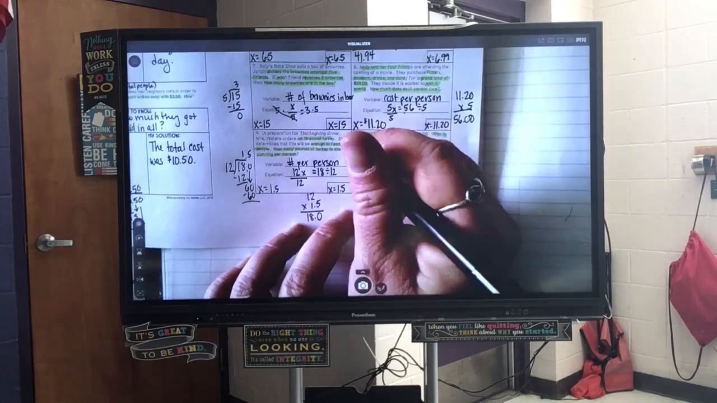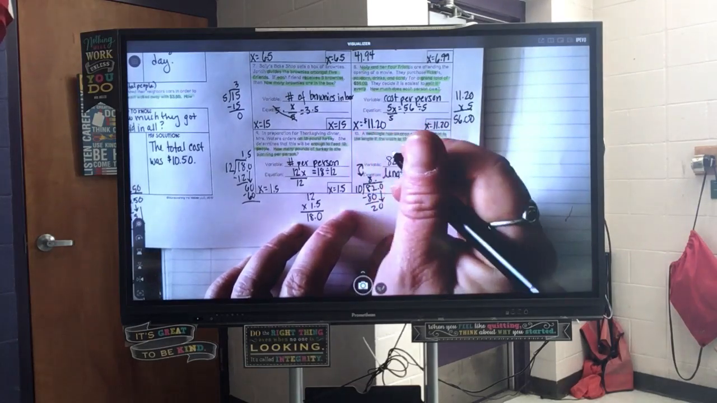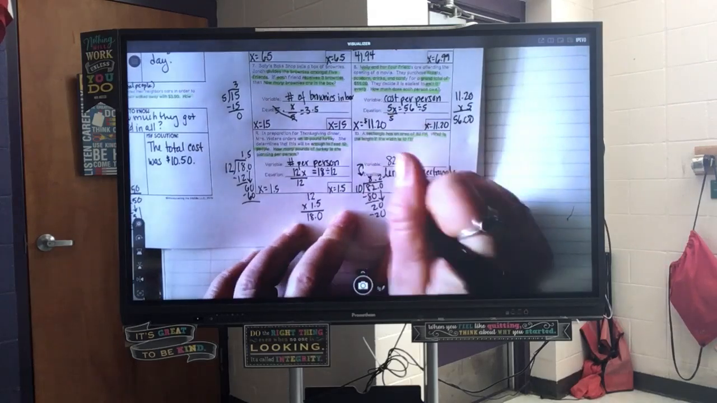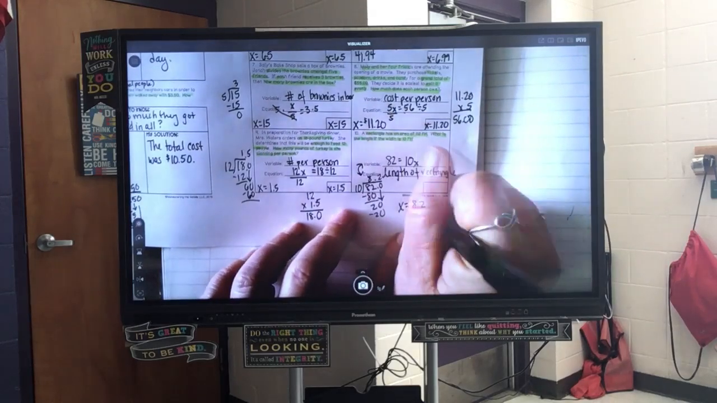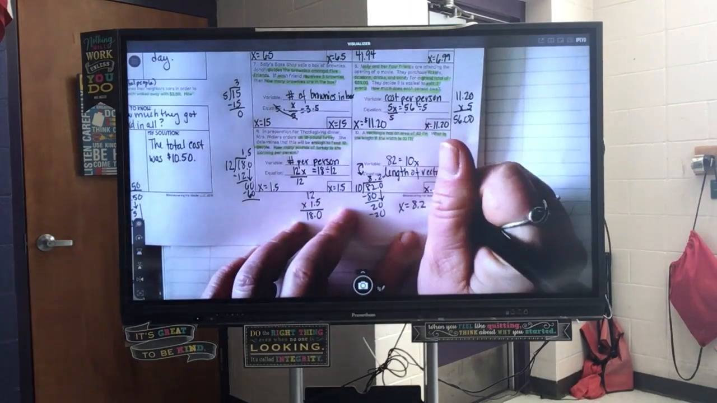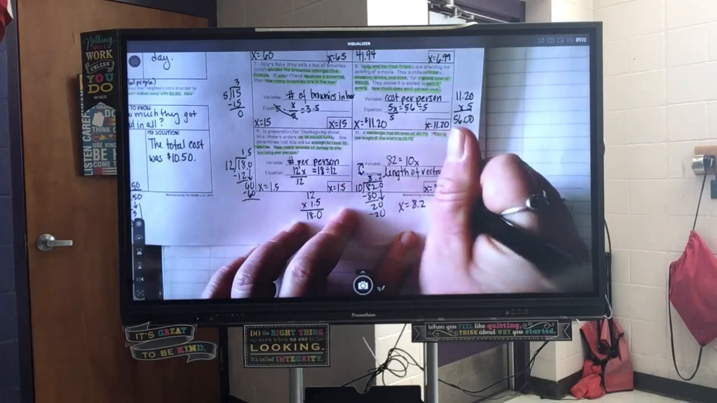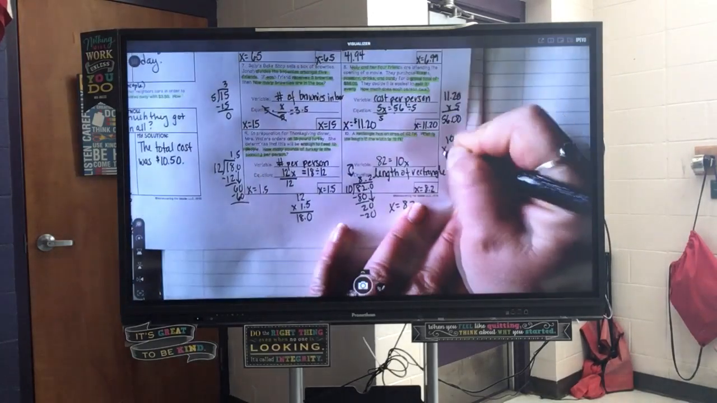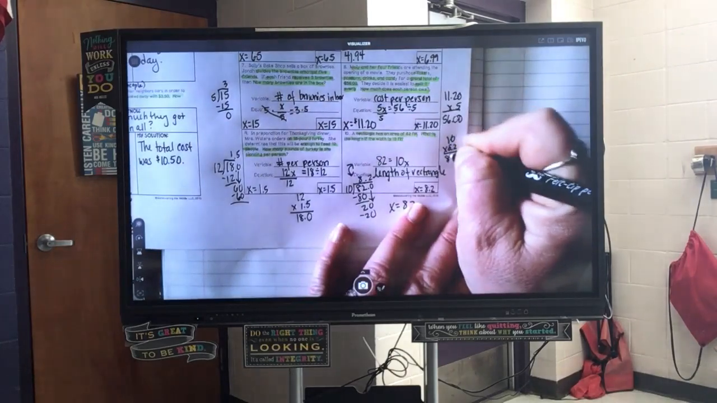Leo. So then x is going to equal what? 8.2. And how do I make sure that that is correct? What do I need to do? So I would do 10 times 8.2, which would give me 82.